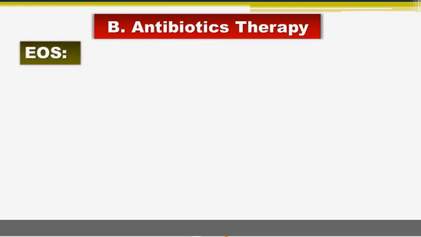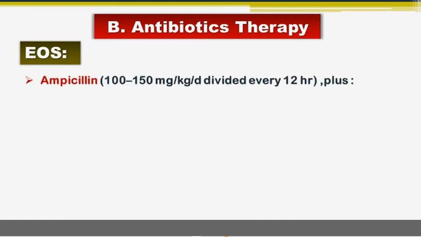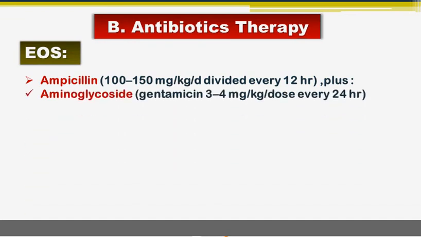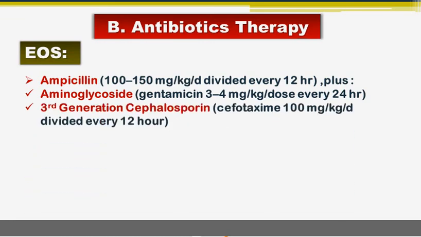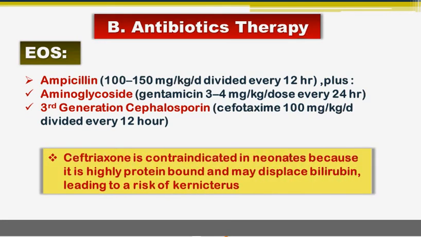For early onset sepsis, what is the antibiotic therapy preferred to start with? We have the combination of ampicillin plus an aminoglycoside. These are empirical and universal, but we can use a third generation cephalosporin, cefotaxime, but avoid ceftriaxone. This is from the last lecture on neonatal jaundice, and you should know why. Ceftriaxone competes for the binding protein, causes cholestasis, and leads to a risk of kernicterus.